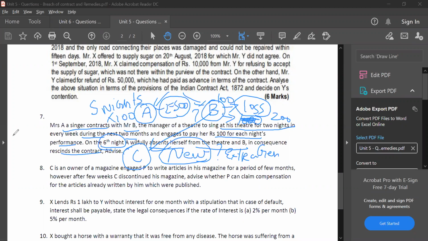The concept here we want to test is quantum meruit. So the singer will get compensation for the performance done.